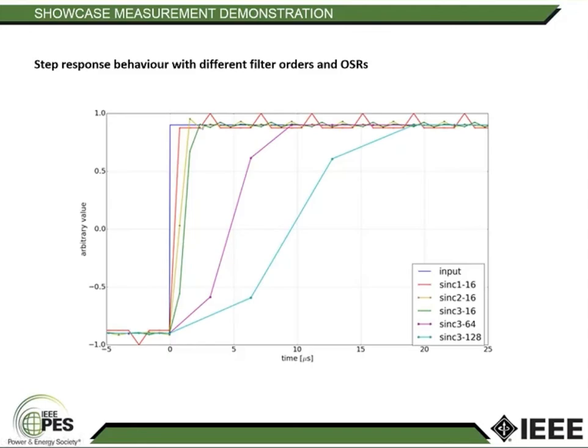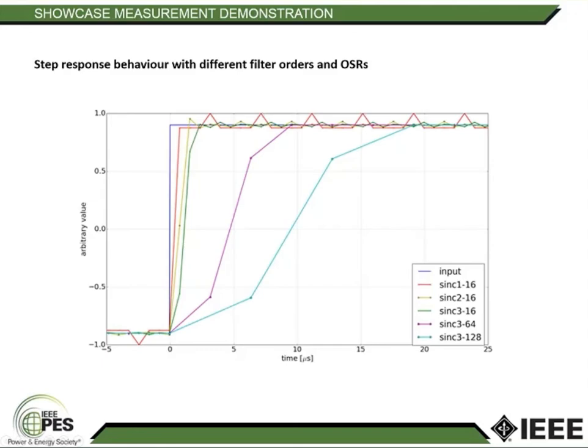But the overshooting behavior of those filters actually smoothens out a lot if we go higher in the filter order. So the sinc 3 filter, as you can see, has a much more favorable overshooting behavior here in comparison to the sinc 1 filter, which is the red line right here.